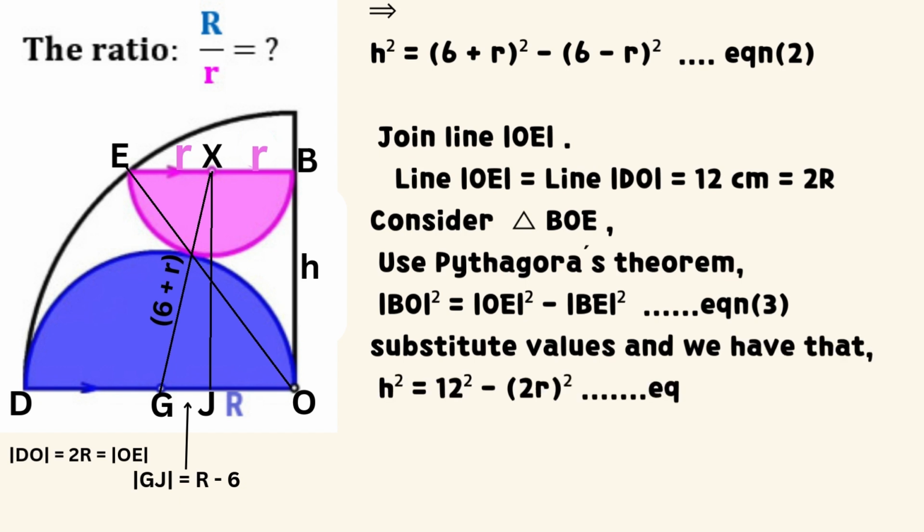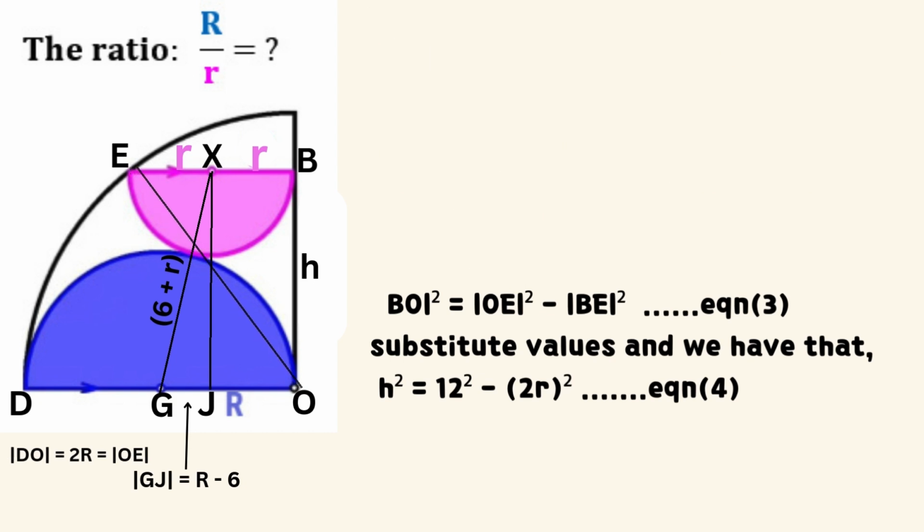From triangle BOE, use Pythagoras theorem. The square of line BO equals the square of line OE minus the square of line BE. We call it equation 3. Substitute values and we have that the square of H equals the square of 12 minus the square of the product of 2 and R. We call it equation 4.